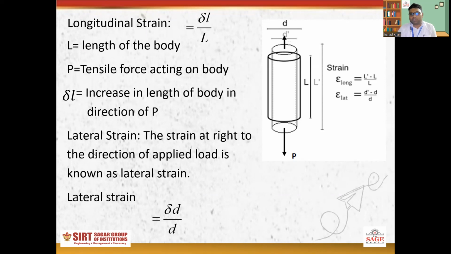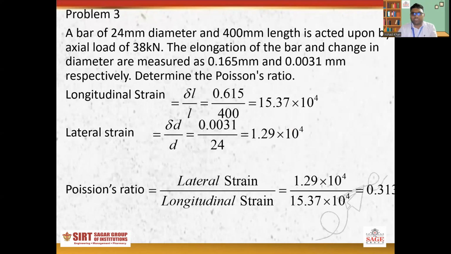And to calculate the lateral strain, it is simply the change in diameter perpendicular to the applied load direction, or toward the diameter direction. So del D upon D. Once you calculate the lateral and longitudinal strain and divide lateral by longitudinal, we get the Poisson's ratio of any material.